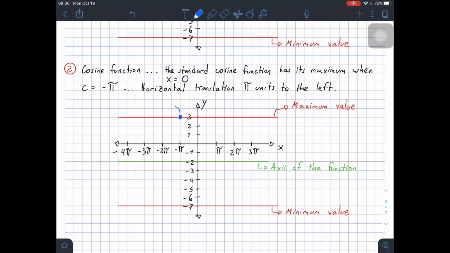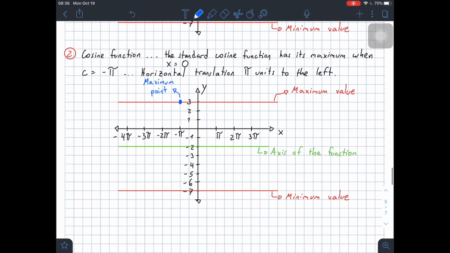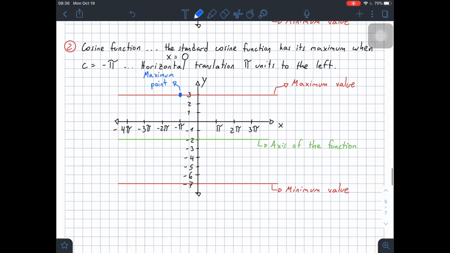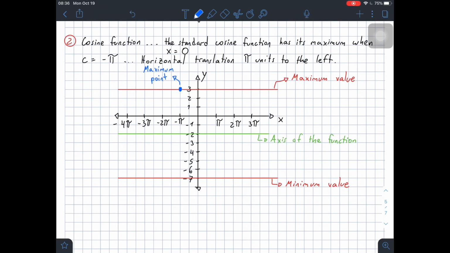So let me write that down. This is a maximum point. So we have identified our first point here, right? By using these two pieces of information: identifying the type of function and if there is any horizontal translation. Okay, so that's it for this step.